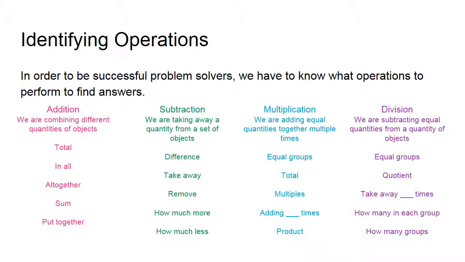For division, we're subtracting equal quantities from a quantity of objects. Again, this is set apart from subtraction because we're subtracting equal groups. That's going to be a giveaway. If a problem asks for a quotient, asks the student to take away blank a certain number of times, asking for how many are in each group, or asking for how many groups.